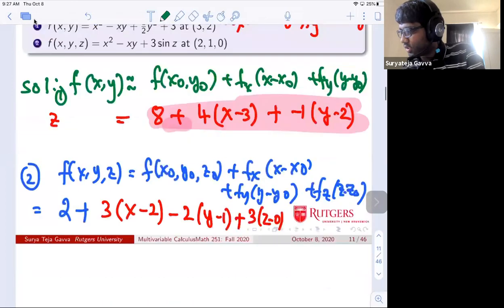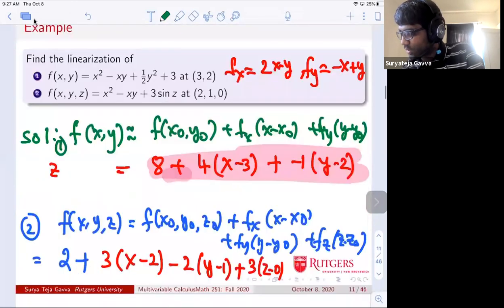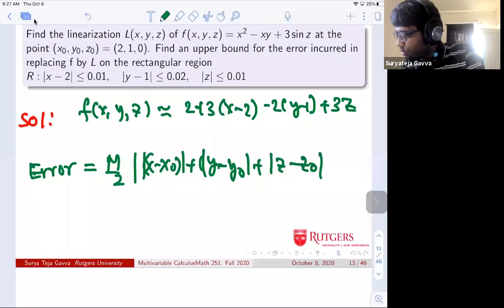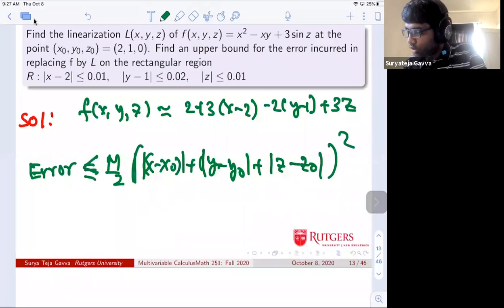So let's see, what is the expression? Sorry, x minus x0 plus y minus y0 plus z minus z0, whole squared. So you compute this, and this will be the error. This will be the bound on the error. So let's compute this.